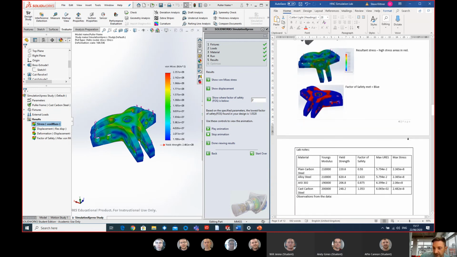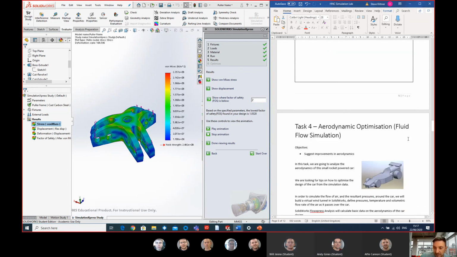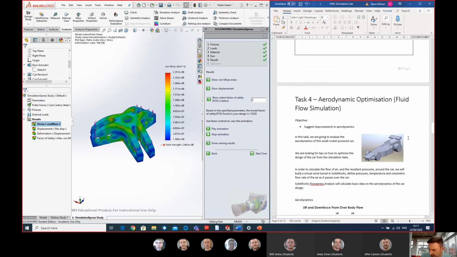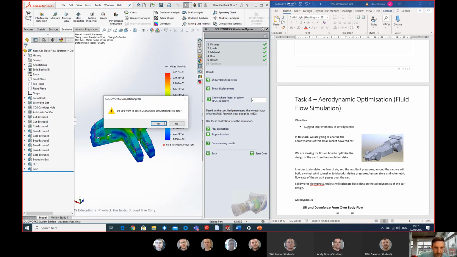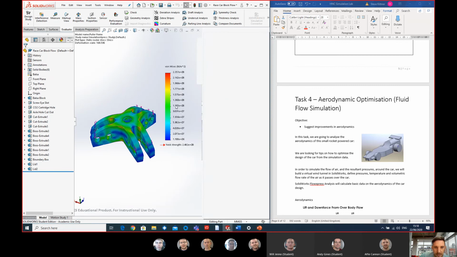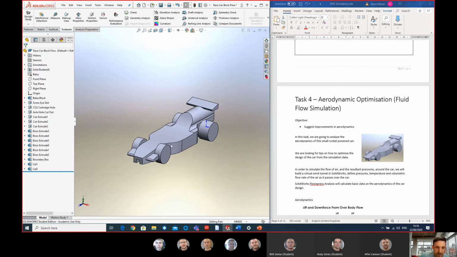Awesome. All right. Final one. We're going to look at some aerodynamics. I'm going to do some flow simulation. So we're going to have a look at the little race car here. Let me call it up. Race car up. There he is.